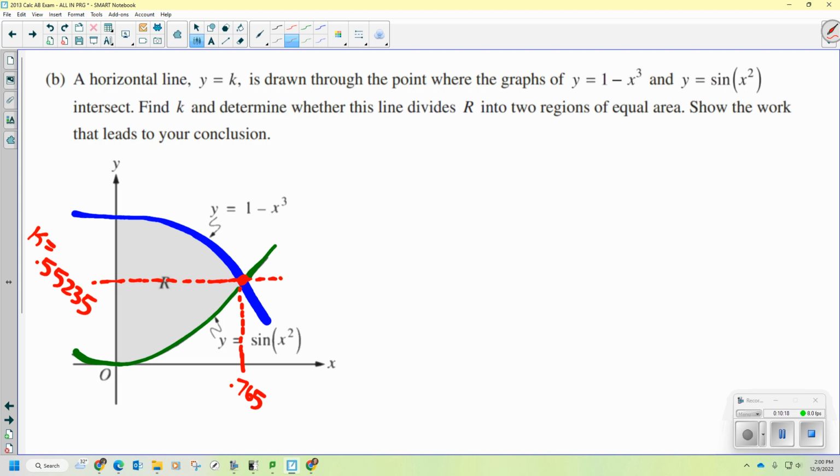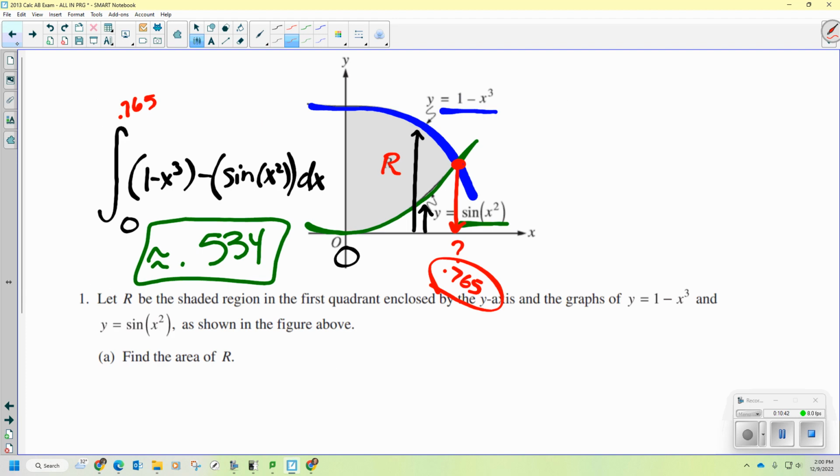So this is what I want to do. That's the value we found. So find K: K is approximately 0.55235. That's part of the thing. Now we've got to determine whether that line cuts my area into two equal parts. Well, I know the overall area. The overall area is 0.534. That's the overall area of this R right here.